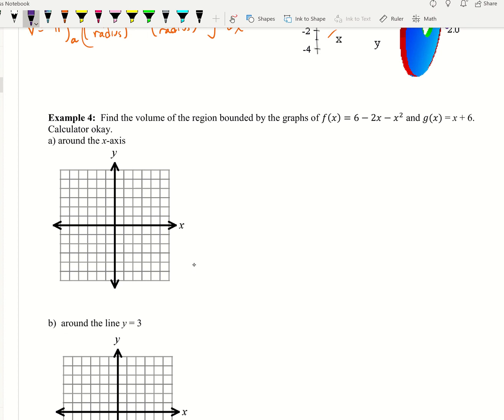I know that this one's a line. Maybe I'll graph that one first. 1, 2, 3, 4, 5, 6. Slope is up 1 and over 1. It's kind of going off my graph. So there's my line.